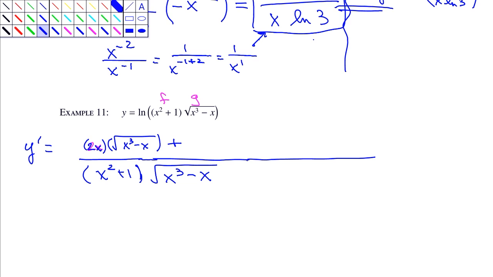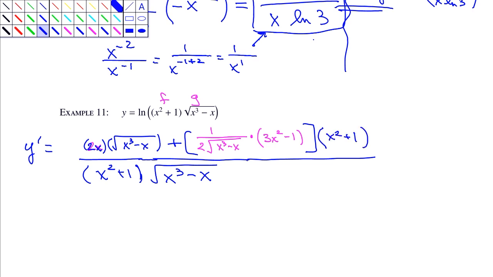To find the derivative of the square root of x cubed minus x, we got to use the chain rule because it's the square root of a non-x function, right? So now then this derivative, maybe I'll do this one in purple. This will be good. So this is 1 over 2 square roots of x cubed minus x times the derivative of its inside, which is 3x squared minus 1. Times x squared plus 1.